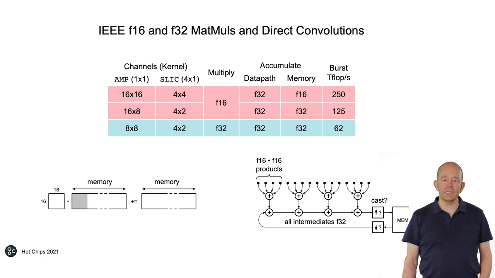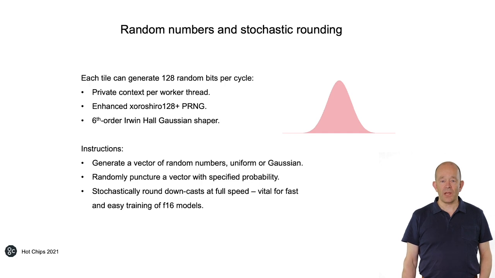The final aspect of the tile instruction set I'll mention is random number generation. Each tile has a high-quality PRNG with a separate context for each thread. Instructions provide vectors of uniform or Gaussian-shaped noise, and can randomly puncture a vector with specified probability, for example, for dropout. And something unique to Colossus amongst AI accelerators, as far as I know, is that whenever a floating point result must be rounded down, this can be done stochastically. We have found that this is vital to achieving robust training using Float 16 parameters across a wide range of models. Basically, if you have stochastic rounding and Float 16, you almost never need Float 32 state. If you don't have stochastic rounding, you often need to keep some tensors in Float 32. We think stochastic rounding is essential to minimizing the required memory, bandwidth, and energy of AI.